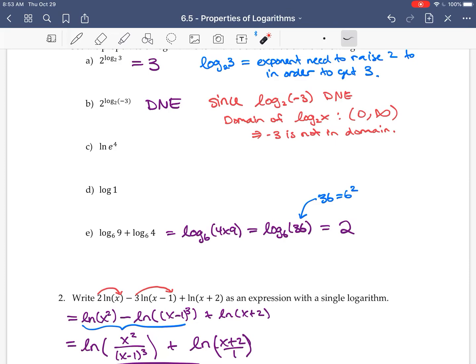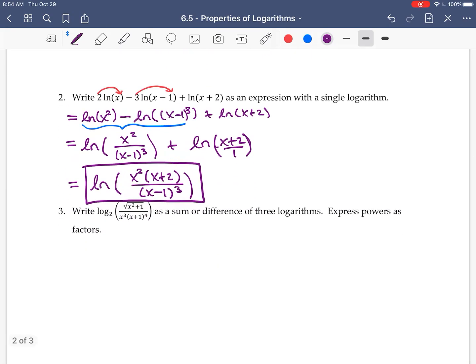Part C, we have ln of e to the 4. Here we want to remember that ln is actually log base e, so this is log base e of e to the 4. Because the bases are the same, this is just the exponent, the number 4. Log of 1, log with no base, is actually log base 10, but it doesn't matter because we're taking it of 1, so it has to be 0. So log of 1, no matter the base, is always 0.